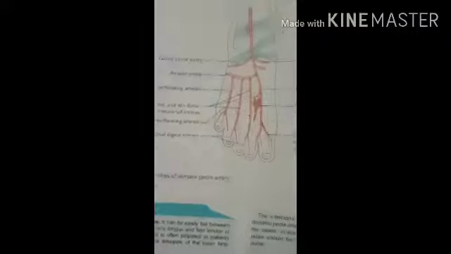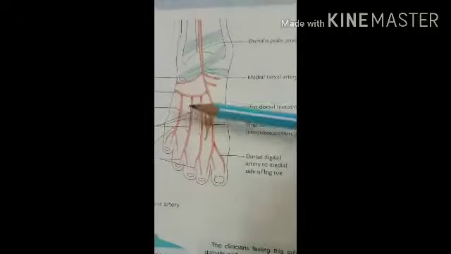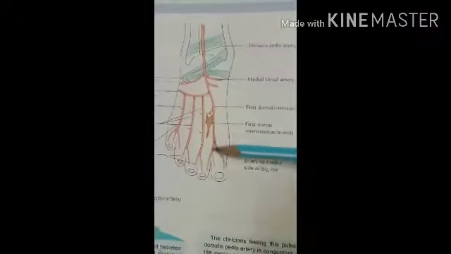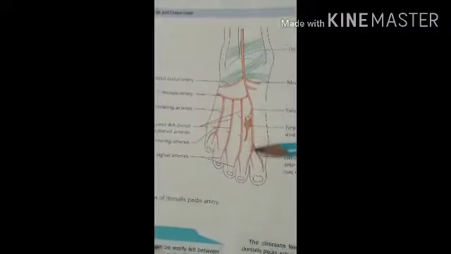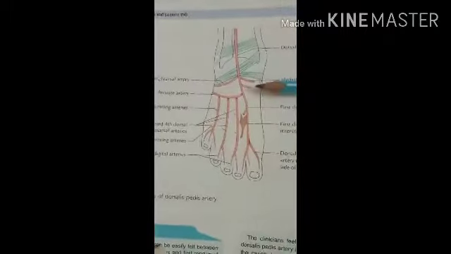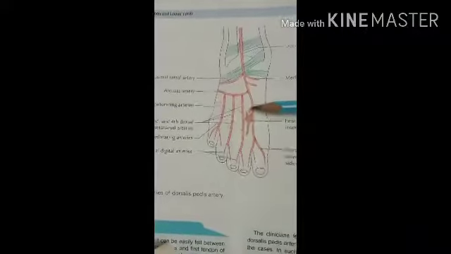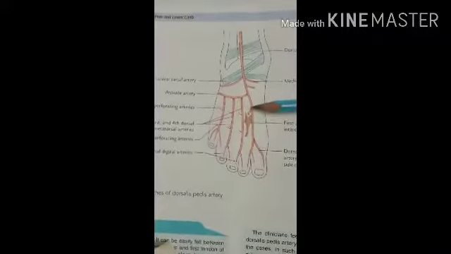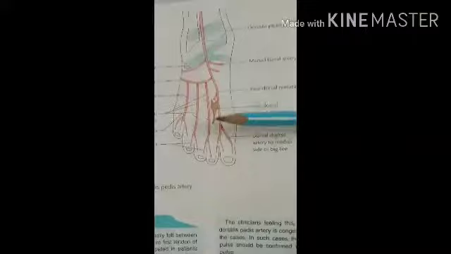These three arteries supply the lateral four digits of the dorsum of the foot. And the last branch, which is a large branch, is called the dorsal digital artery of the medial side of the big toe. So this one. It is the first dorsal metatarsal artery, which arises just before the dorsalis pedis artery dips into the sole. Here you can see the artery dips into the sole, and before that it continues as the first dorsal digital artery.